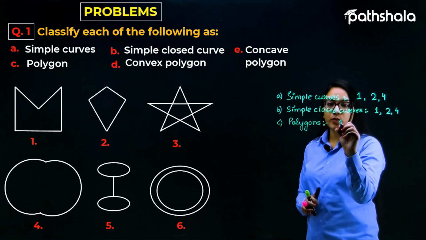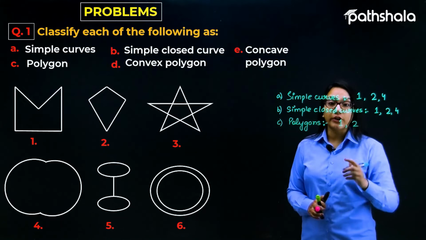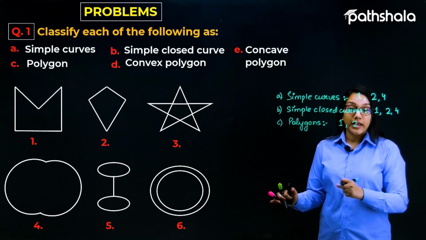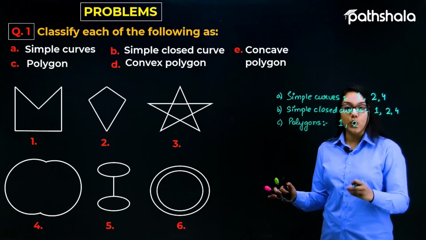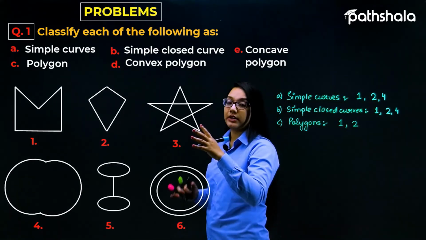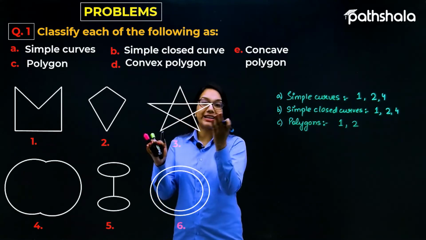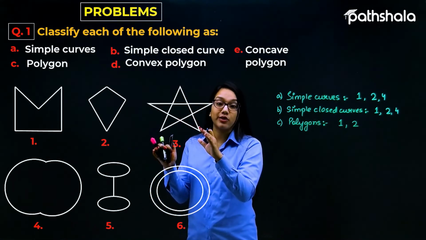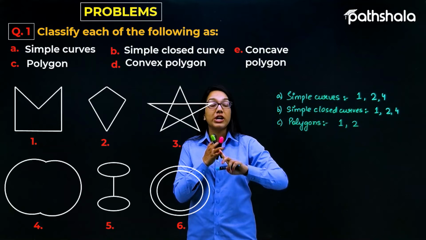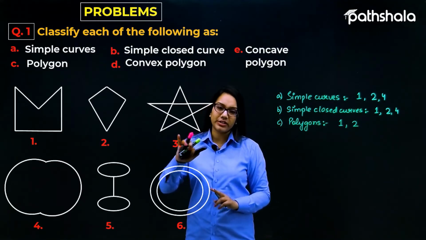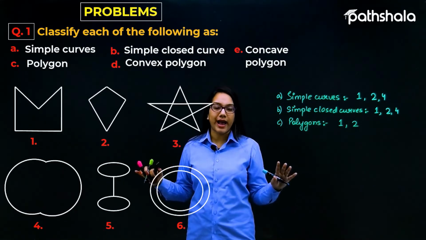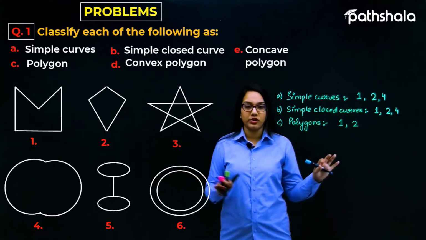So obviously the first one is a polygon, the second one is a polygon, and further the third one, what can we say about it? Obviously the third one is not a polygon because it is not a simple closed curve, as it is crossing itself. For a polygon, 2 conditions are necessary: it must be a simple closed curve as well as made up of line segments. Obviously it is made up of line segments, but it is not a simple closed curve, so hence it is not a polygon at all.